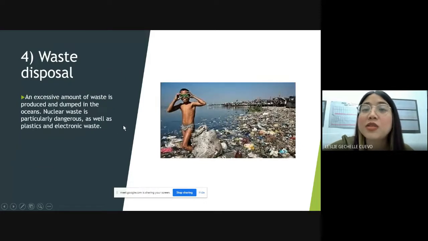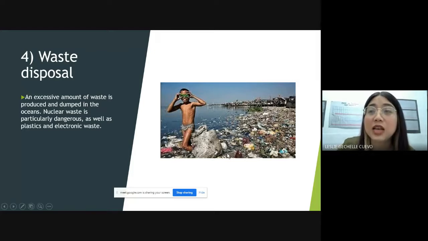Then waste disposal. An excessive amount of waste is produced and dumped in the oceans. Nuclear waste is particularly dangerous as well as plastics and electronic waste. Kaya may tamang paraan dapat ng pagdi-dispose ng mga gamit. Pinakasimple na lang dyan ay yung pagsisegregate. Diba? Nabubulok, di nabubulok.